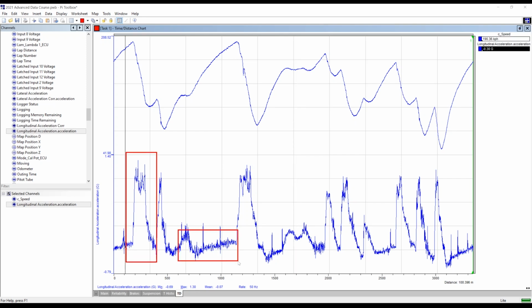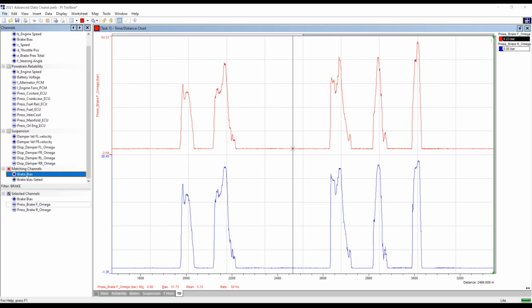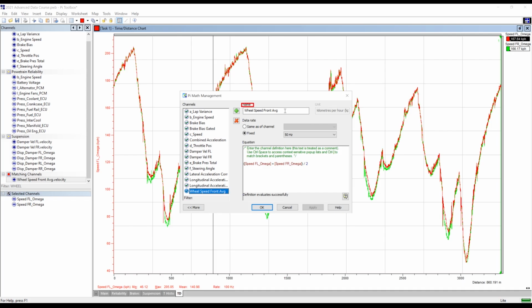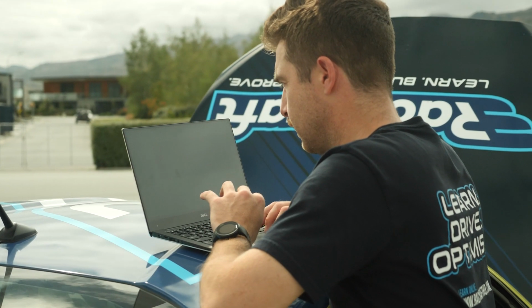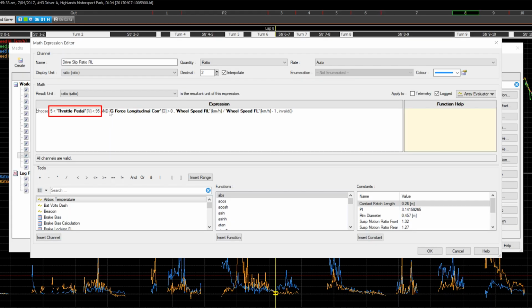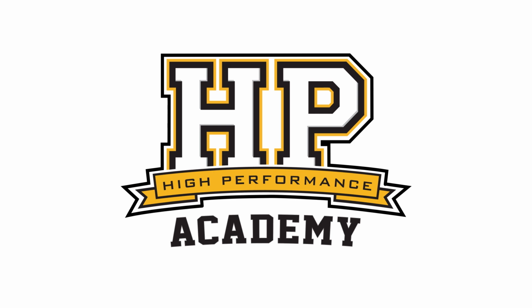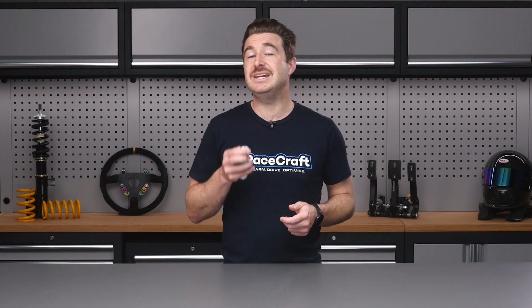With the raw data collected and logged, it's time to talk about math channels. While a lot of our analysis is done working with data in its raw form, math channels give us the ability to take things to a higher level of complexity and get creative with the ways in which the data can be used. The data we log from the car is recording the raw output of every sensor.